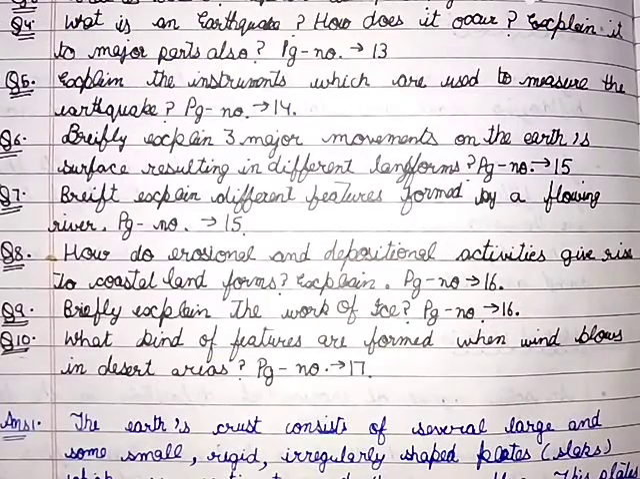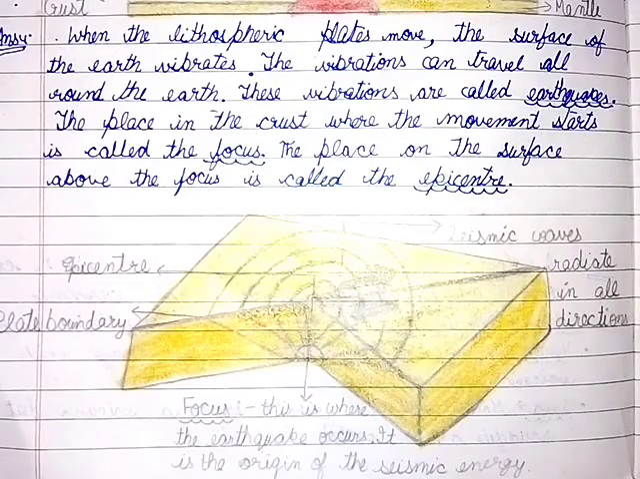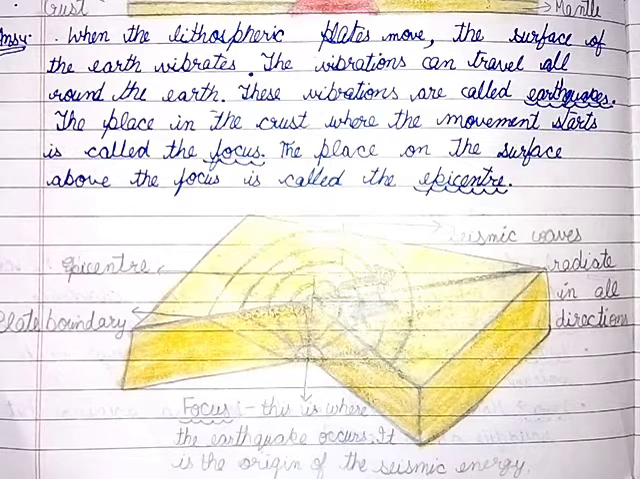Question number 4. What is an earthquake? How does it occur? Explain its major parts also. When the lithospheric plates move, the surface of the earth vibrates. The vibrations can travel all around the earth. These vibrations are called earthquakes. The place in the earth's crust where the movement starts is called the focus. The place on the surface above the focus is called the epicenter.